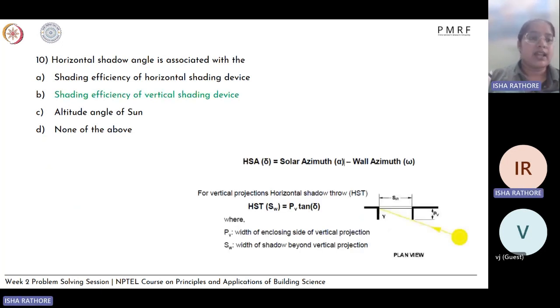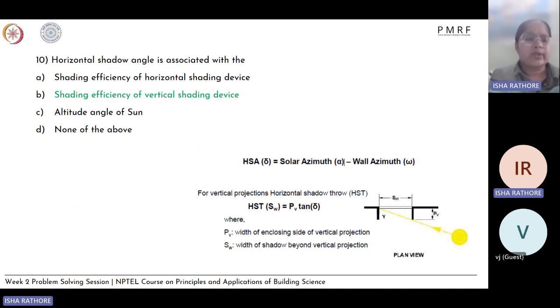Okay. So the correct answer is B. So the horizontal shadow angle, or the HSA, is the indicator of the shading efficiency of vertical shading device. So they are opposites basically. HSA gives you the shading efficiency of vertical shading device, whereas vertical shadow angle, or VSA, gives you the shading efficiency of horizontal shading device. And they use the solar azimuth and the wall azimuth in the calculation of HSA. So the correct answer was B.